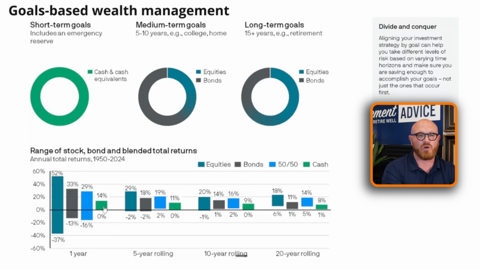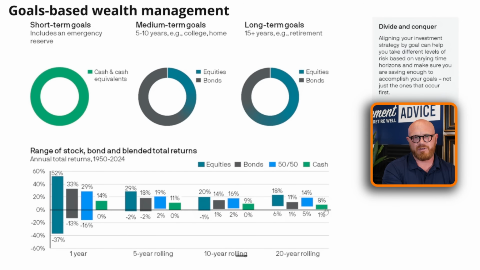Now, looking over long periods of time, let's go all the way down this chart to the right to a 20-year rolling period. From 1950 to 2024, looking at stocks here in blue, the worst annual rate of return that somebody would have had investing in a broadly diversified portfolio of stocks was 6% per year, and the best would have been 18%. That would have been a great 20-year period, but the very worst is 6% per year.